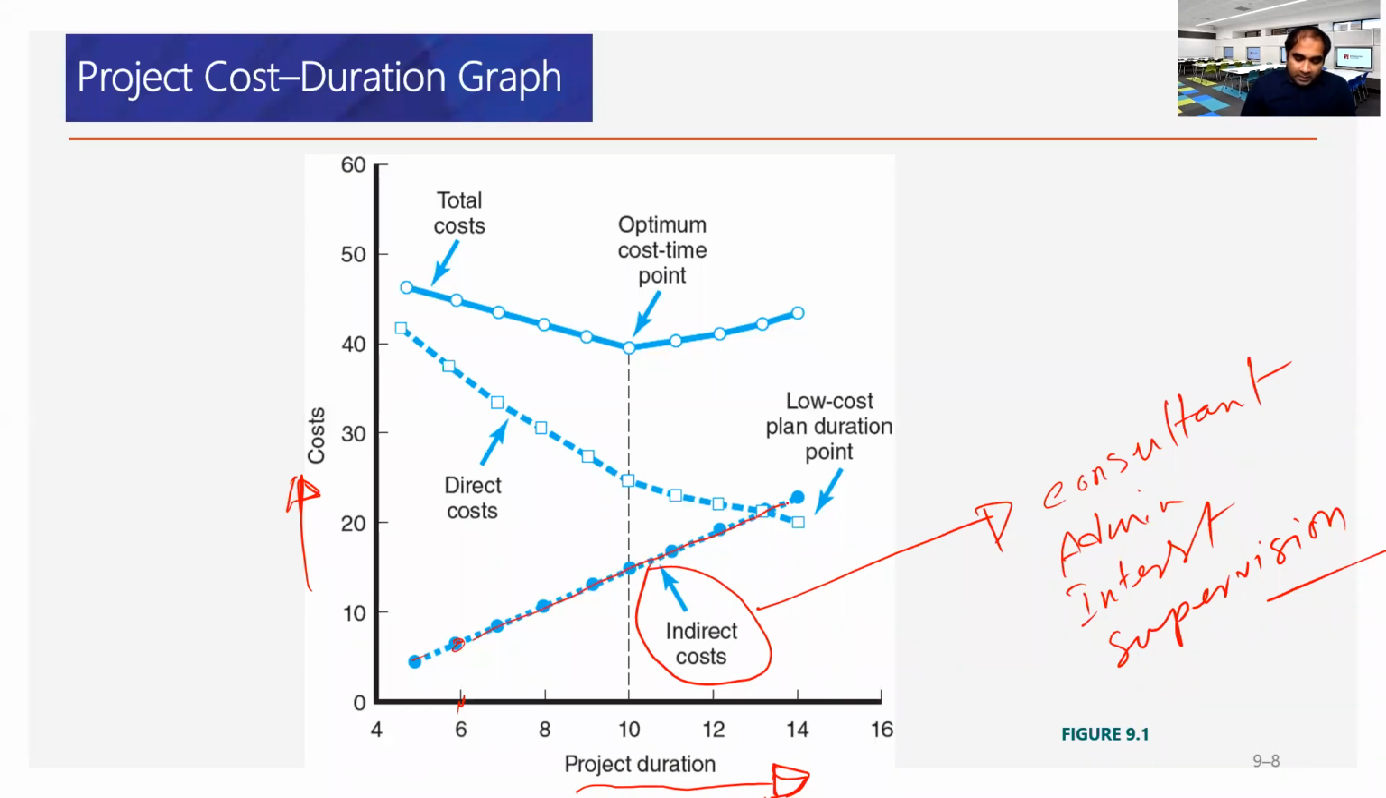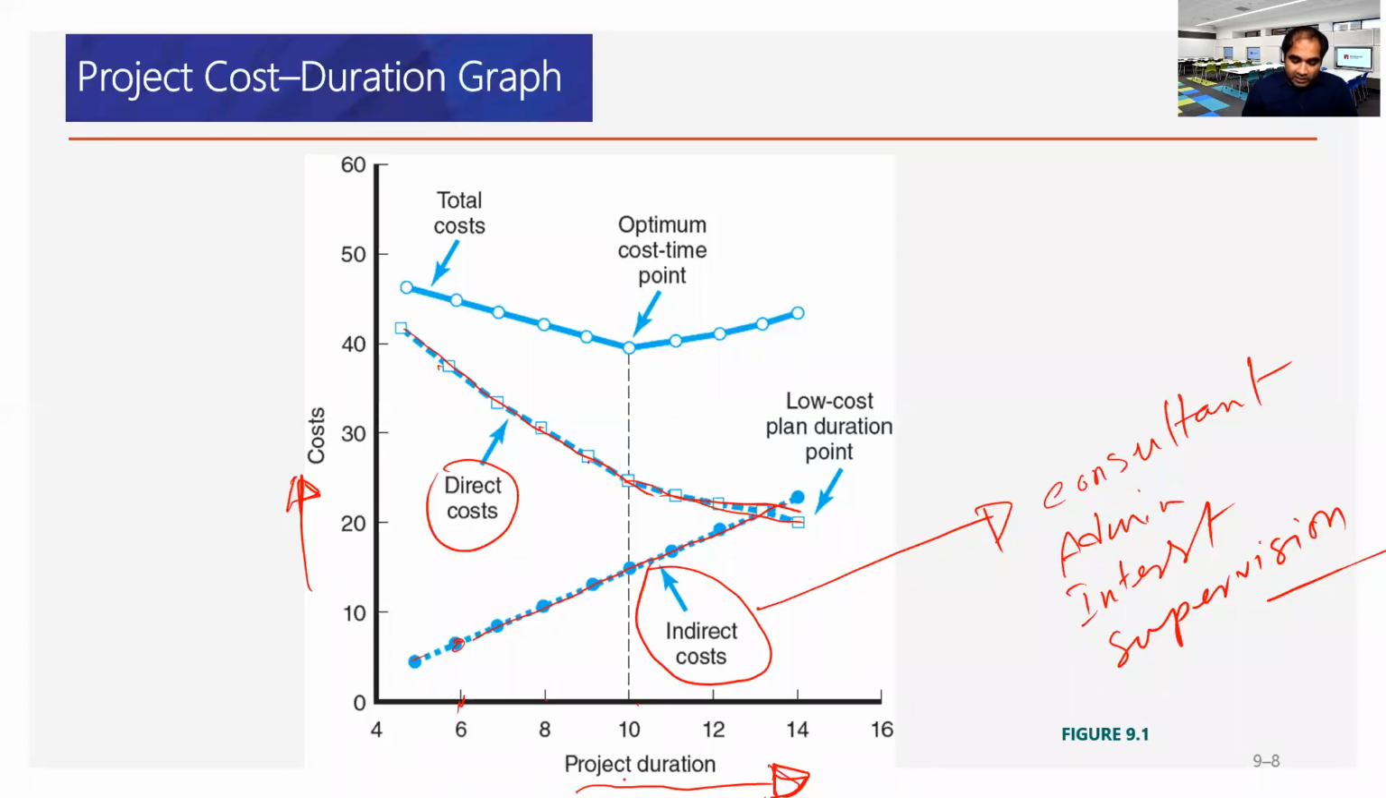Okay, when it comes to direct cost, it is actually labor, materials, and equipment directly related to the project. So if you have a longer duration, that means you can possibly work with fewer people and less equipment or materials, so that reduces the total cost. All right, this is the direct cost. So it reduces with the project duration.